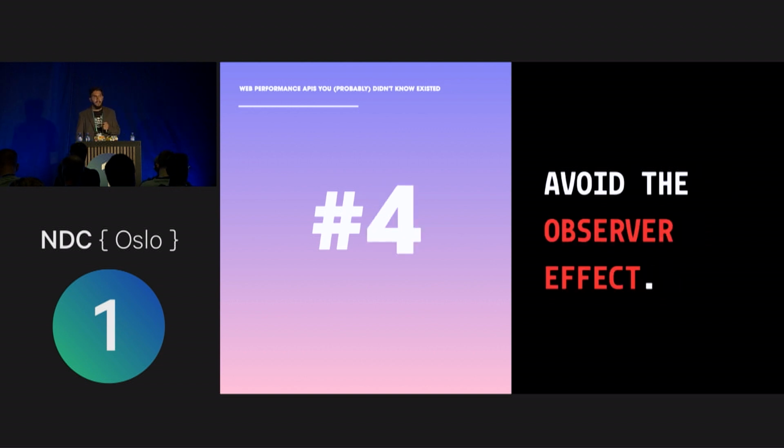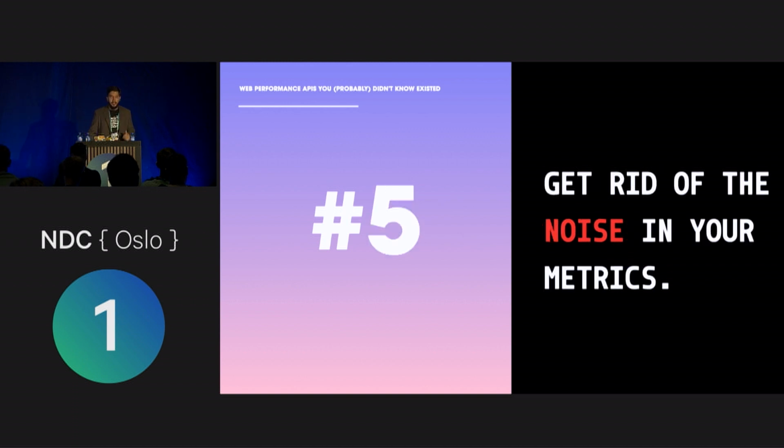I know a lot of these APIs are exciting, and we could start using them tomorrow. But it's also important to avoid the observer effect. It's like when you're watching some really beautiful animal and you scare it because you're watching it. So try some of these APIs, but they might be heavy or they might impact the performance of your app. So it's important that you don't change the performance of your app because you're trying to track the performance of your app. It's also important that you get rid of the noise in the metrics.